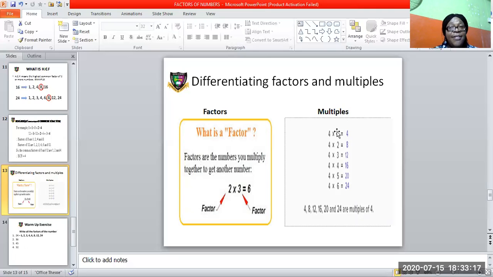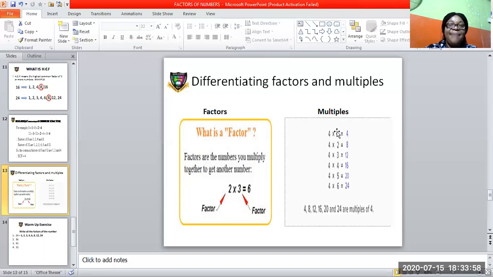Should I say that again? They are group counting numbers. They are your times table. The answer, the product of your times table, the product of your group counting, those are multiples. So when you are saying 4 times 1 is 4, 4 times 2 is 8, 4 times 3 is 12, 4 times 4 is 16, 4 times 5 is 20, 4 times 6 is 24, you are reciting your times table.